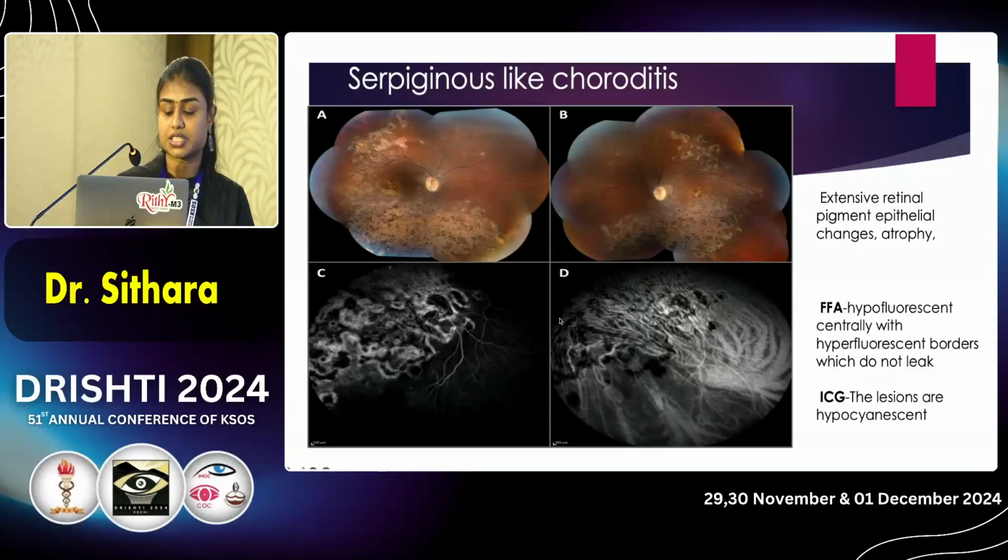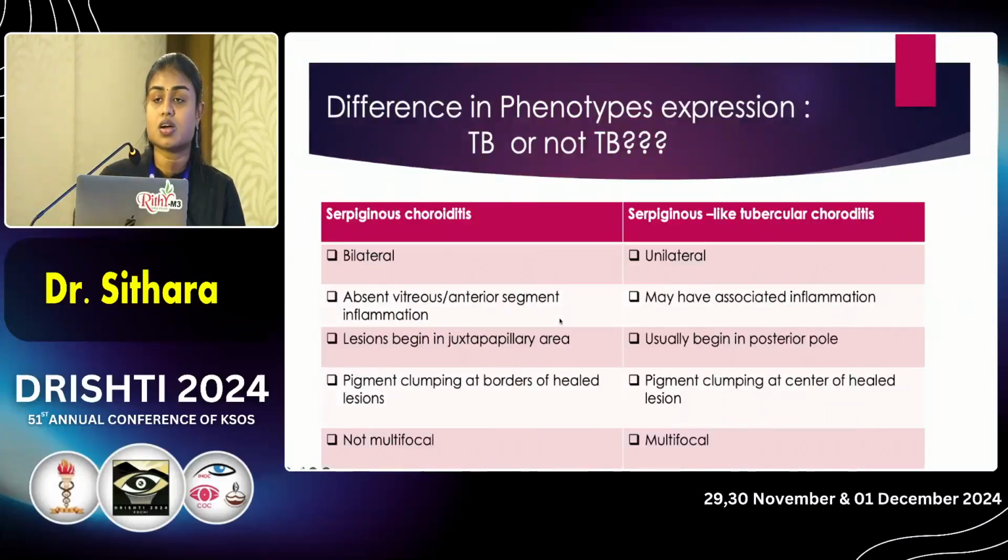ICG shows lesions as hypocyanescent. How do we differentiate between a serpiginous choroiditis and a serpiginous-like choroiditis? Serpiginous choroiditis is a bilateral condition. Serpiginous-like choroiditis can be a unilateral or a bilateral condition. There is absent vitreous or anterior segment inflammation seen in a serpiginous choroiditis. The other can be associated with an inflammation.